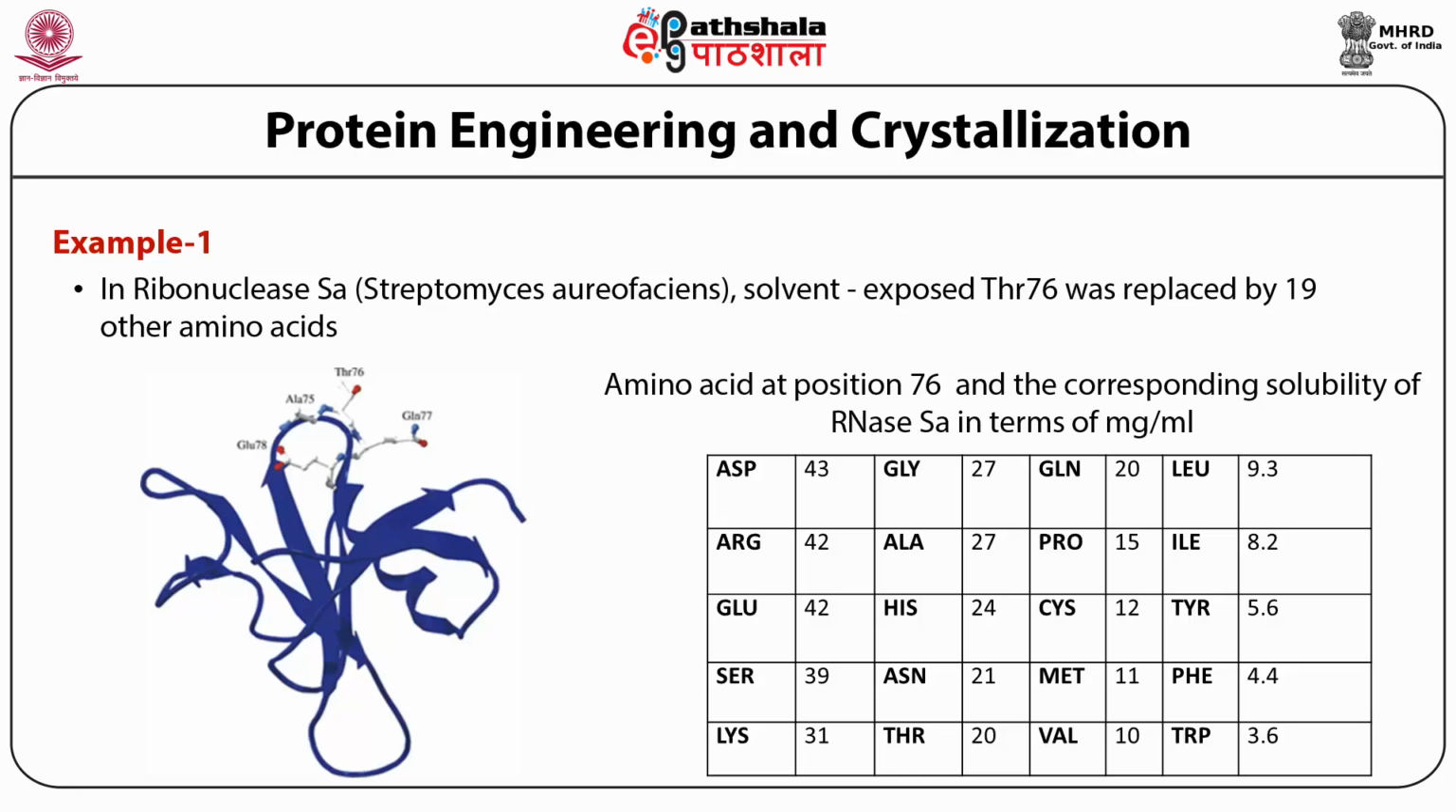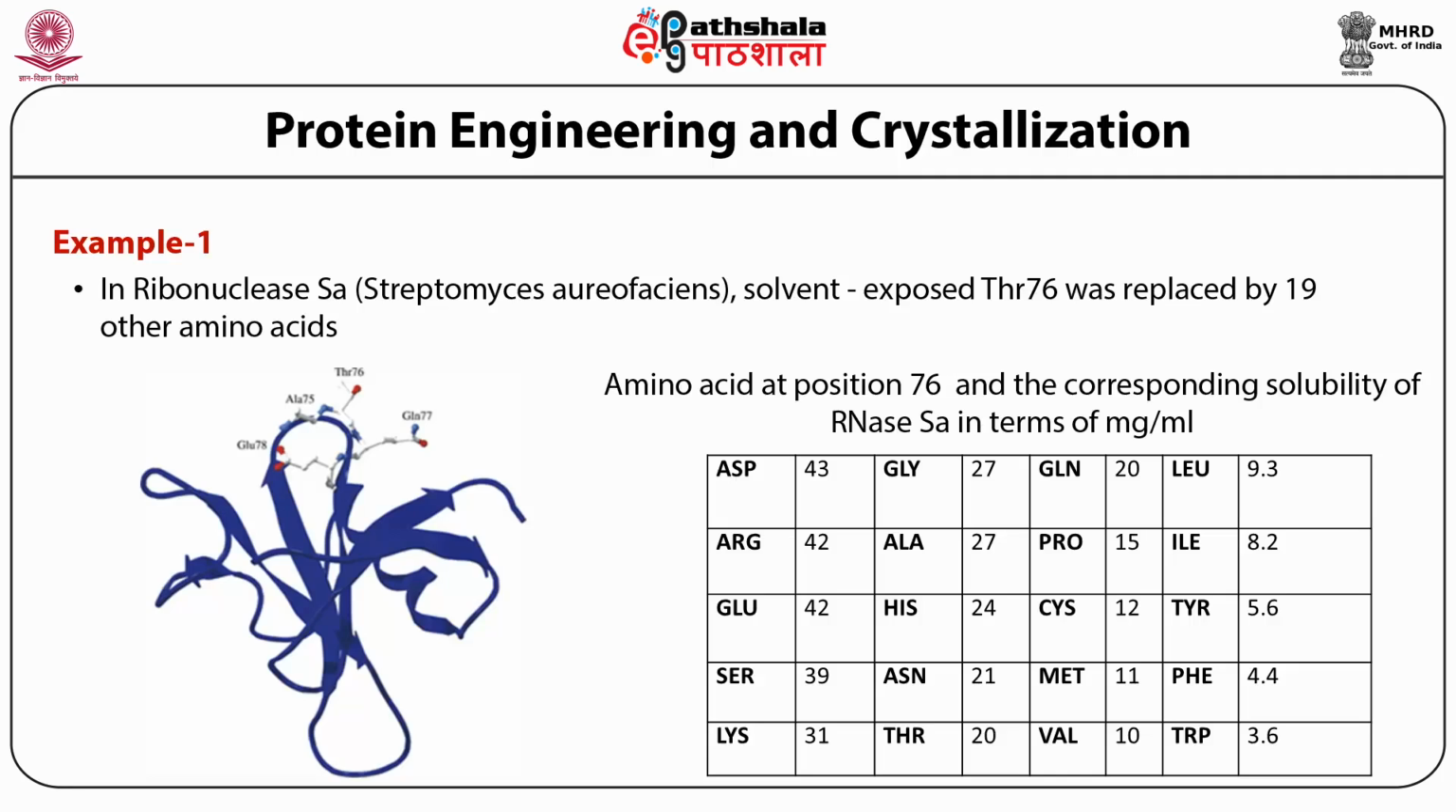The only thing is, it is tedious. Here it is not even directed evolution, it is rational design. We decided to change the amino acid at position 76, but it is extensive work. It has been sequentially, serially replaced one by one. So 20 different proteins have been purified, and then the solubility has been measured. From this we know the efficacy of protein engineering.